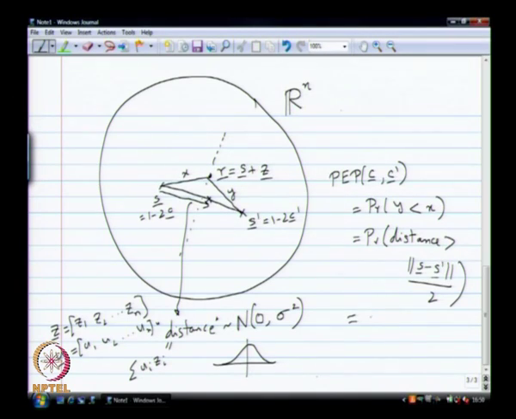So this simply becomes a Q function, Q of norm S minus. Let me write this carefully. Q of norm S minus.